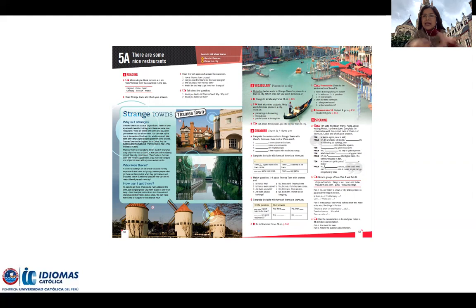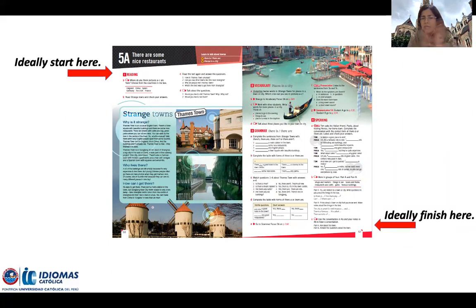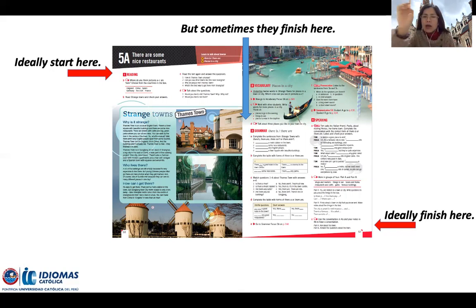Okay, let's go back to the same lesson, 5A. Remember, the objective was to describe towns, right? Using there is, there are, and vocabulary about places in the cities. Okay, so ideally we start here with the reading, and ideally we finish here with the speaking. But that's not gonna happen. So sometimes what happens, we start here with the reading, we do the reading, and we finish after the vocabulary, because 90 minutes will probably take me till that point.